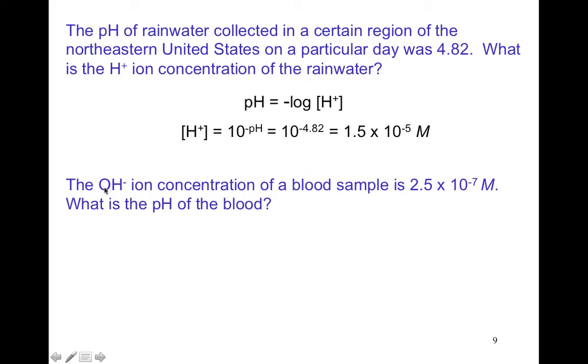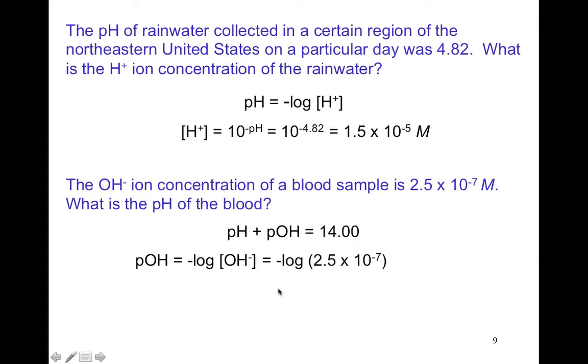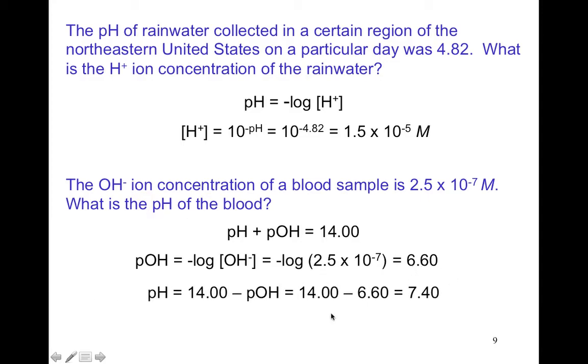It's a done deal. This one gives us an OH minus concentration in blood, 2.5 times 10 to the negative 7 molar. What's the pH of the blood? So you say, okay, well, I can't go straight to pH, but I know that pH and pOH both add to 14, and I know that pOH is the negative log of hydroxide ions. So I can go ahead and plug that into my negative log of hydroxide ions and get myself a pOH of about 6.6. Now the problem asks me for pH, so I just take 14 and subtract 6.6 from it. I get about 7.4.